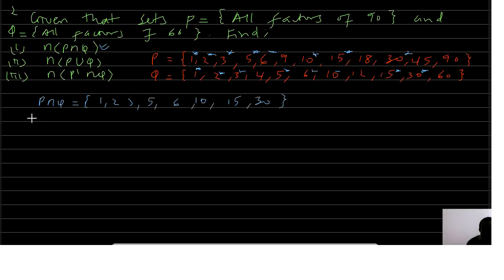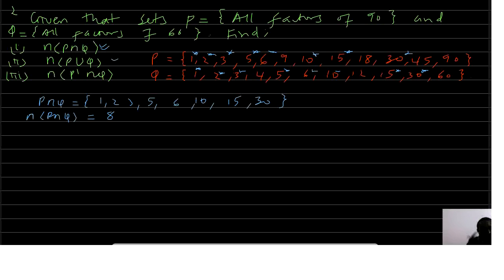As a result, for the number of elements in P intersection Q, we're just going to count these elements here. 1, 2, 3, 4, 5, 6, 7, 8. So there we have 8 elements.